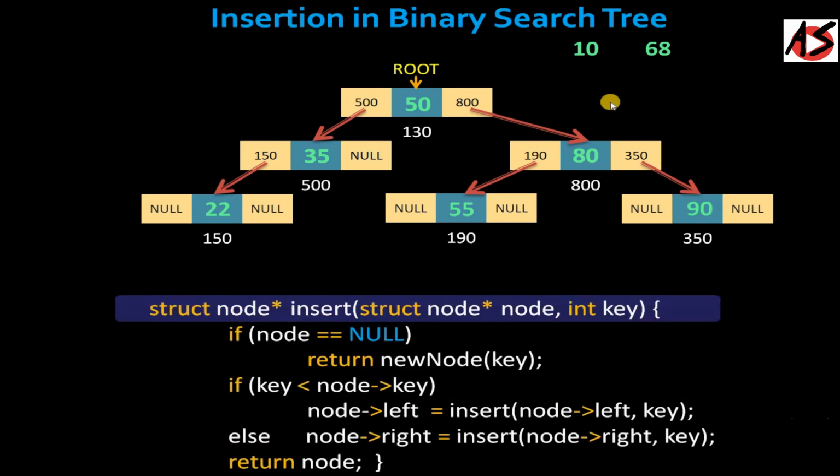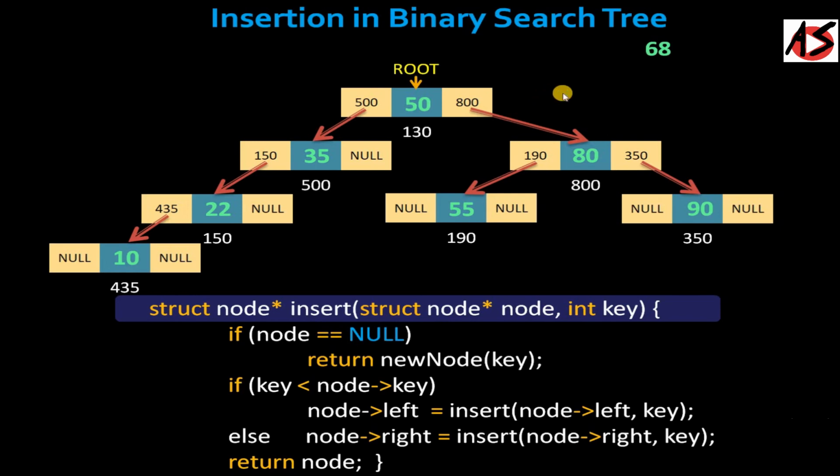Now if you want to insert one more element, that is 10 here, you are comparing it with the root. 10 is less than the root key, so you are comparing with the left child node, that is 35. 10 is less than 35, so again you are going to the left of the 35. You are getting 22 here. 10 is less than 22 and there is a null at the left side of the node containing key 22. So you insert the node with key 10 at the left side of the node containing key 22.